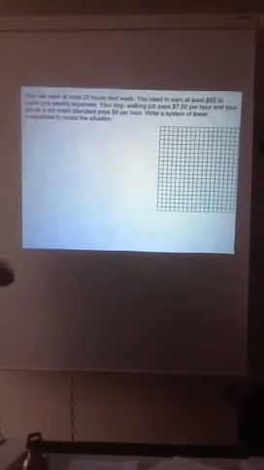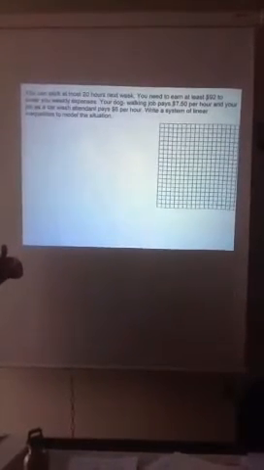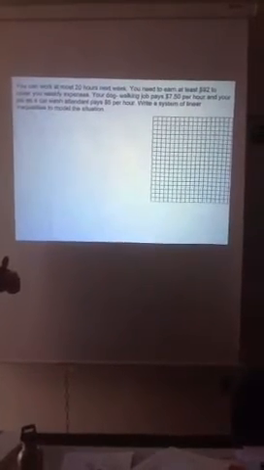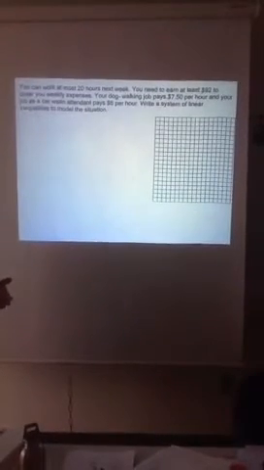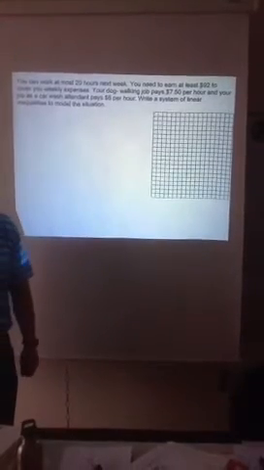It says you can work at most 20 hours next week. You need to earn at least $92 to cover your weekly expenses. Your dog walking job pays $7.50 per hour, and your job as a car wash attendant pays $6 per hour. Write a system of linear inequalities to model this situation.